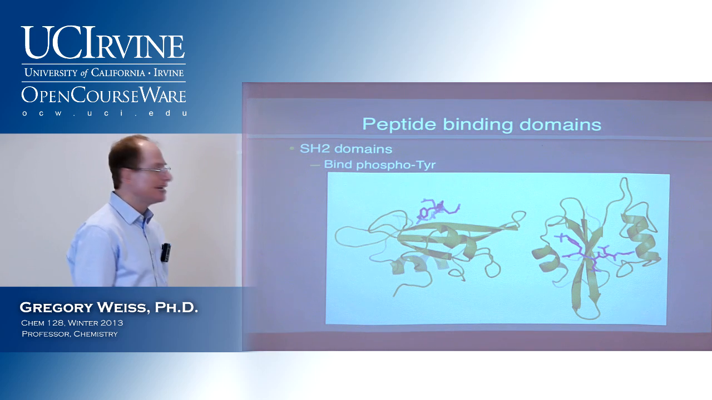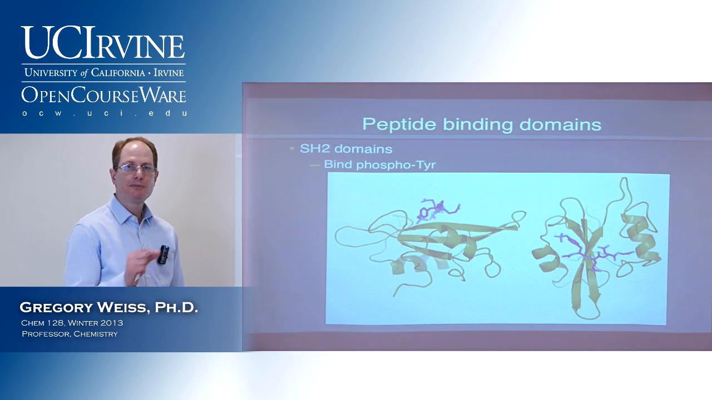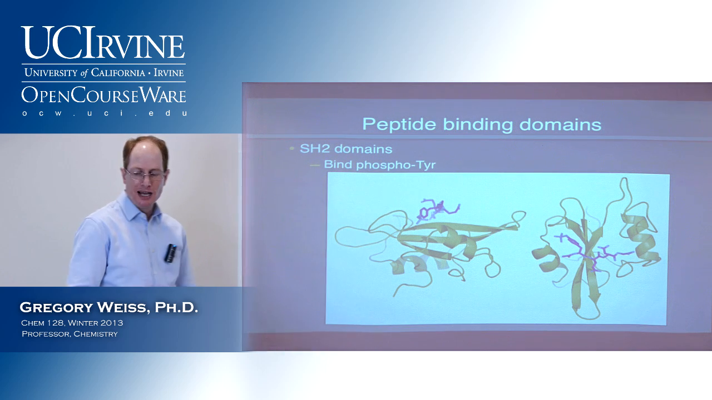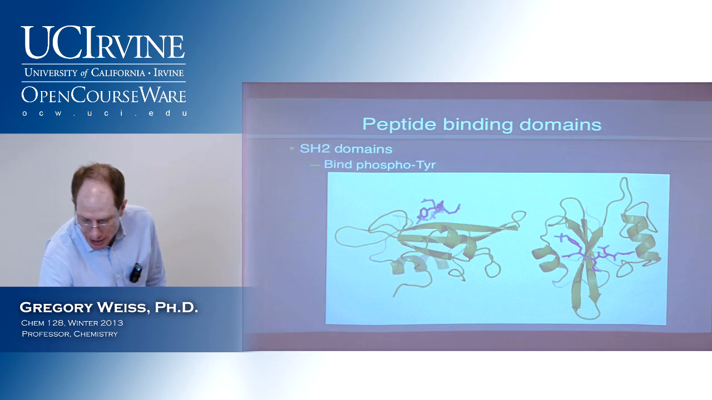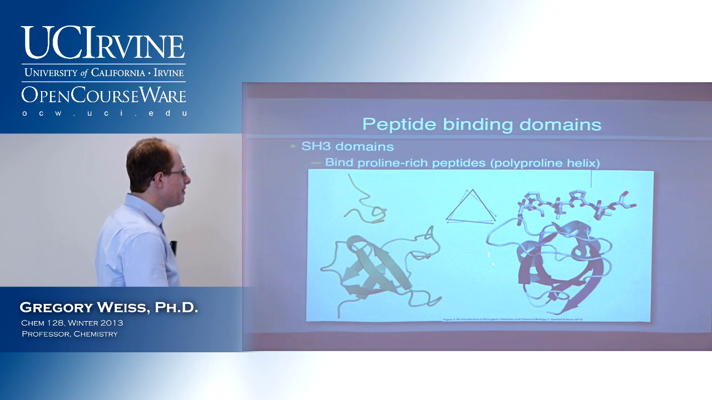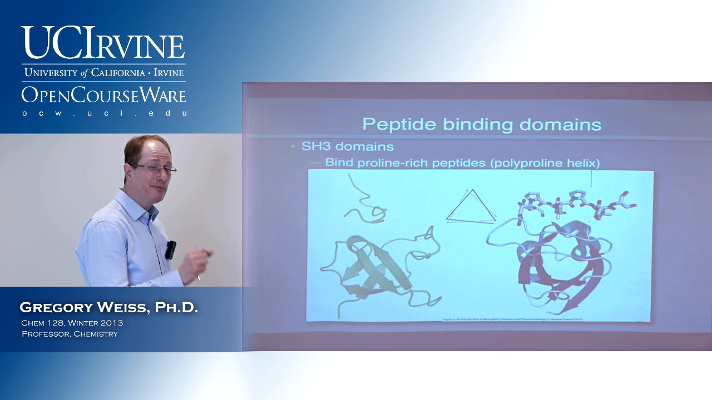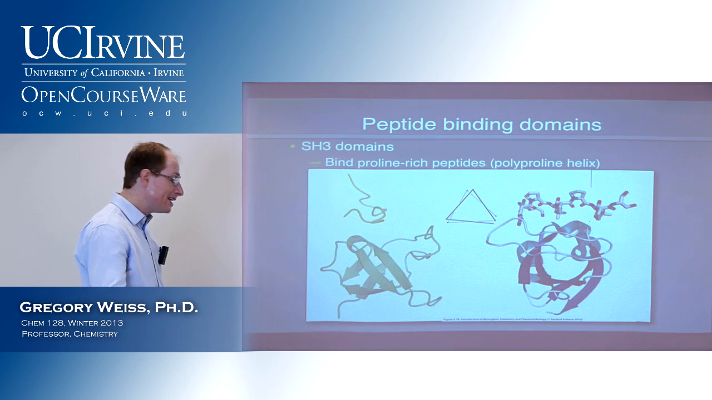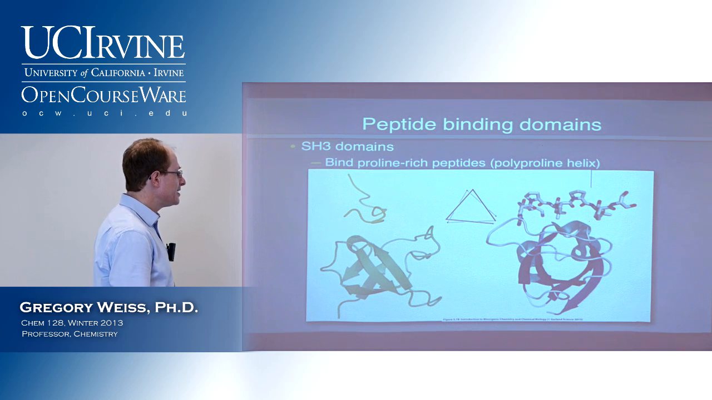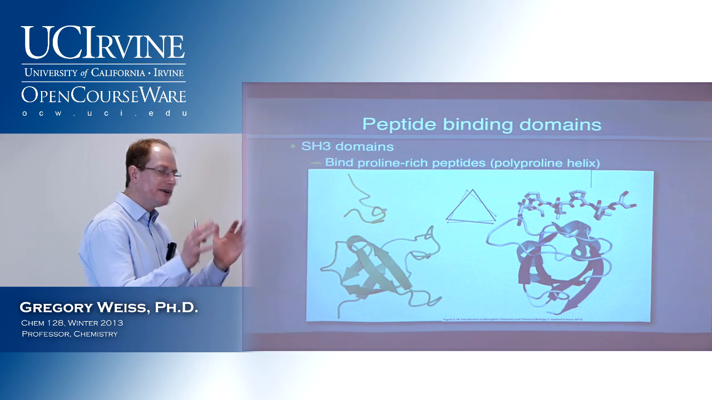These evolve basically to have specificity, to bind to a particular sequence, so they're not binding to every phosphotyrosine, they're picking out specific binding partners. Another peptide binding domain of note are SH3 domains. These bind polyproline helices. This is the I+3 helix, the 3-10 helix that we saw during Thursday's lecture. And this binding pocket is a very shallow one.